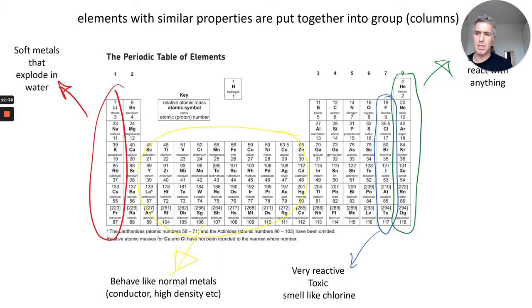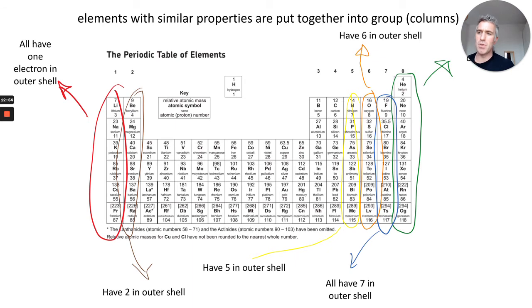Going back to how they're arranged in the periodic table, we talked about this before. Group 1, soft metals that explode in water. Group 7, toxic, smell like chlorine. And group 0 don't react with anything. Everything in group 1 has 1 electron in the outer shell. Everything in group 7 has 7 electrons in the outer shell. Everything in group 6 has 6 electrons in the outer shell. Basically, where you are in the periodic table tells you, 1, what it's going to be like, and 2, how many electrons it has in the outer shell. And those 2 things are linked.